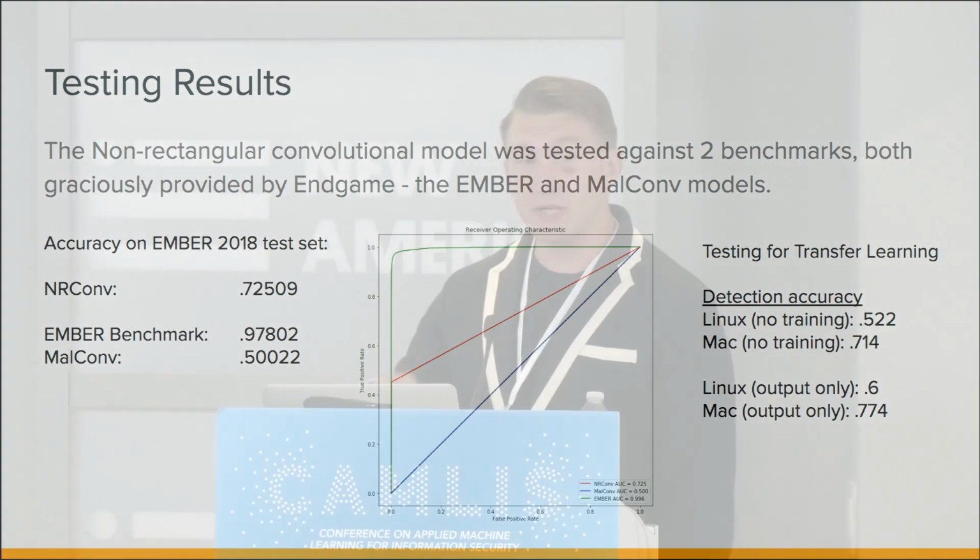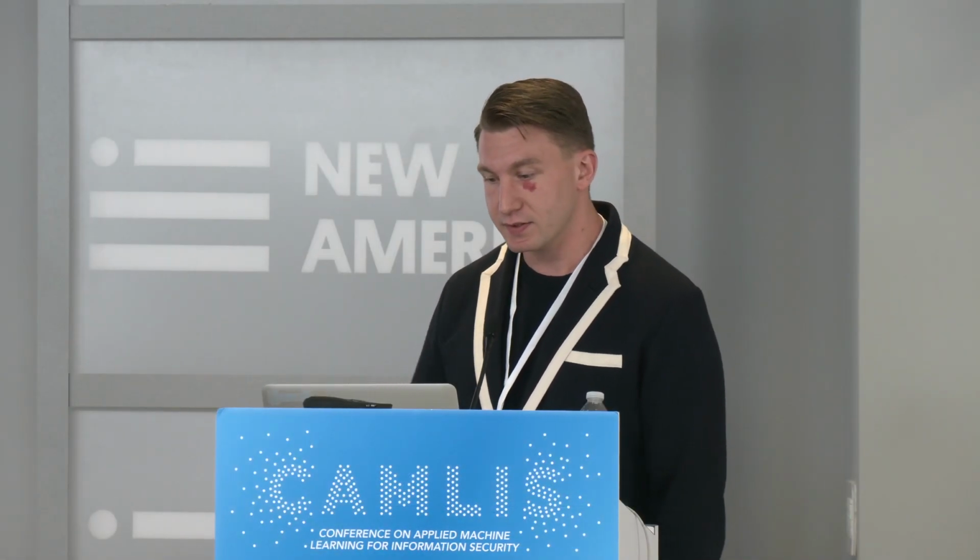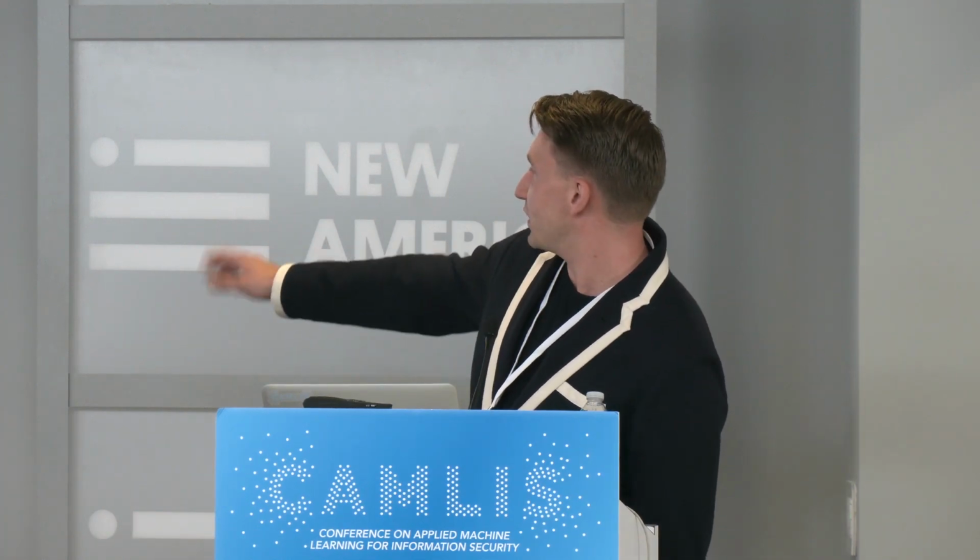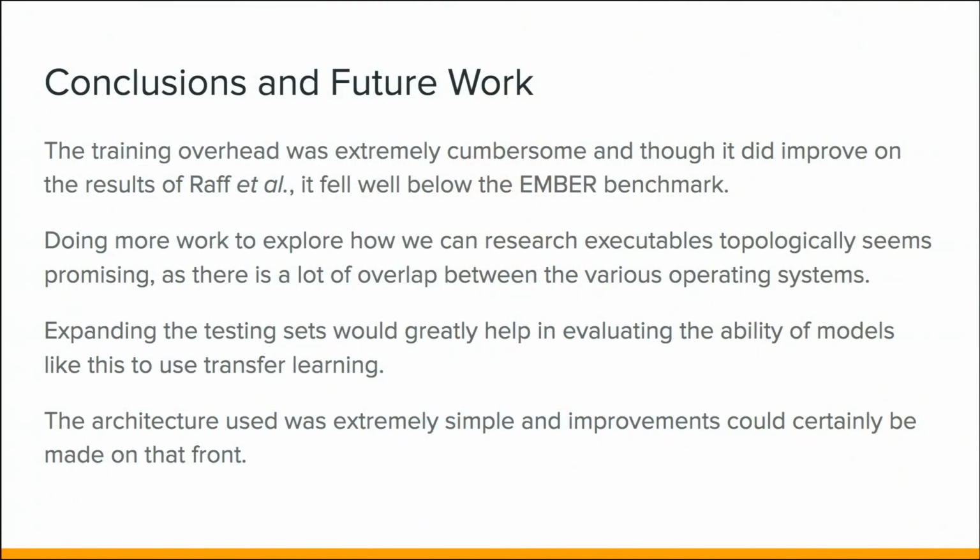And then training just the output layer on the Mac and then the Linux, we improved our accuracy a little bit, which makes sense. That's a 0.774. So it's actually better than our accuracy on Windows files, which happens. Small sample size. Boy, that was quick. So, right.